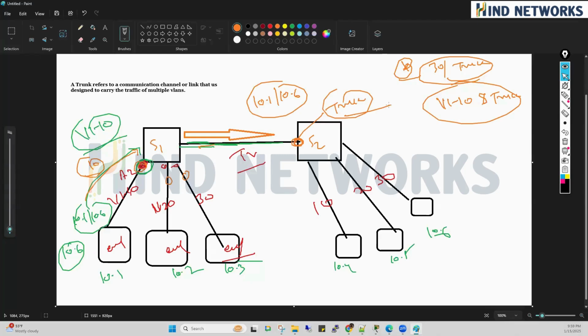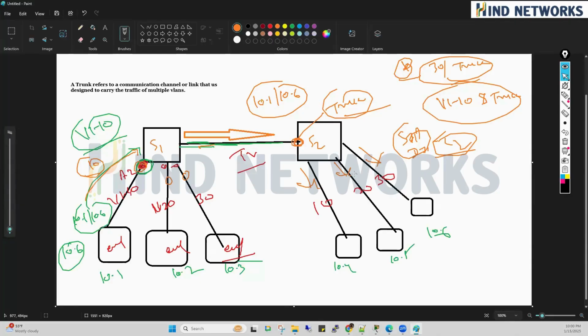Now tell me, how will switch number 2 understand where I need to forward this packet? Because when the switch opens this packet, the switch can't check your source IP and destination IP, because a switch is an L2 device, guys. Switch does not know your IP address. So how will switch number 2 understand where I need to forward this packet? Here, here, or here?